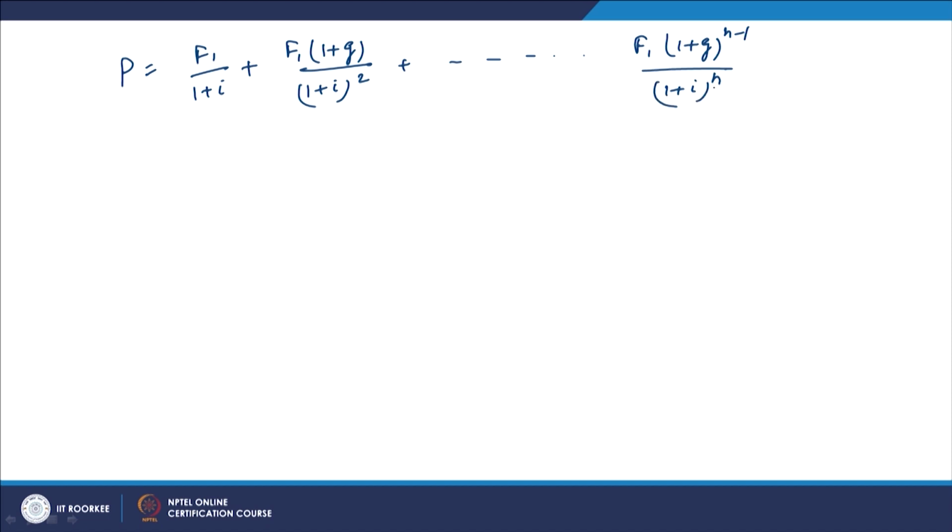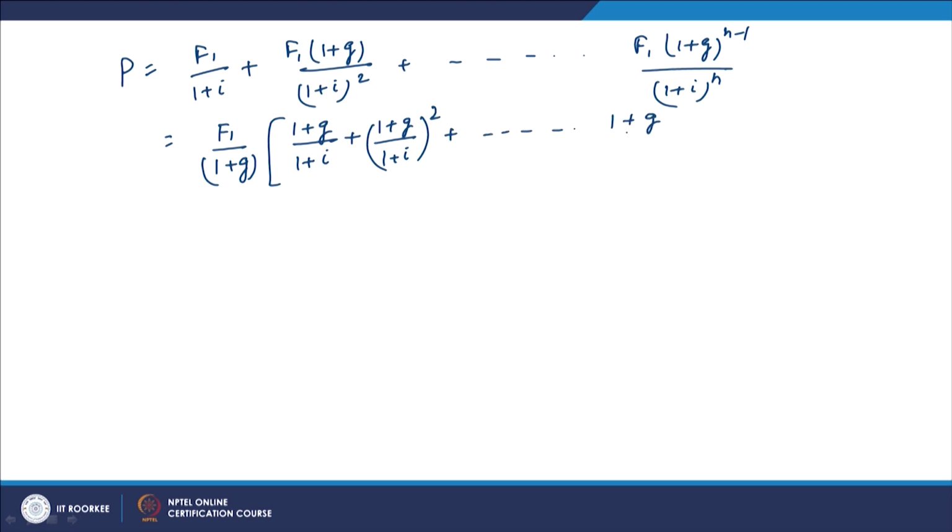Now, if we try to see, what we will do here is we will take 1 by 1 plus G common, so that we get (1 plus G) by (1 plus I) as uniform. So, in this place it will be 1 plus G upon 1 plus I, plus again (1 plus G upon 1 plus I) raised to the power 2. So, this way we will go up to (1 plus G upon 1 plus I) raised to the power n. So, we will have this series which needs to be solved.